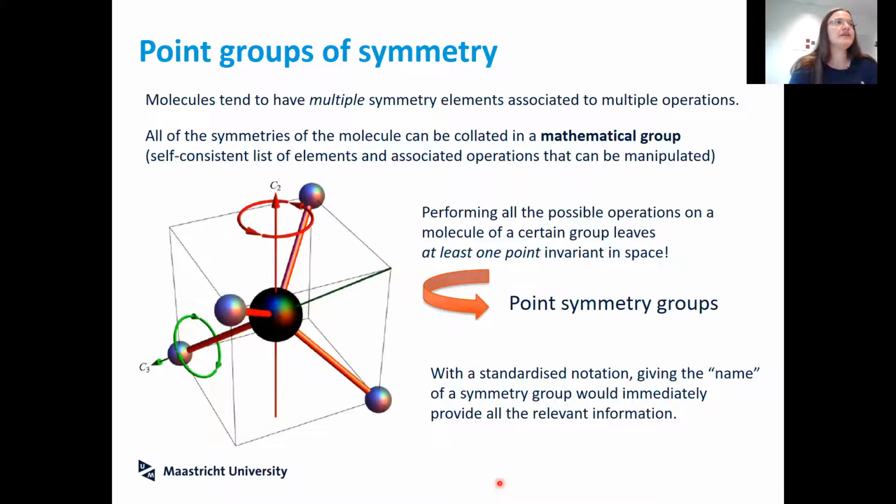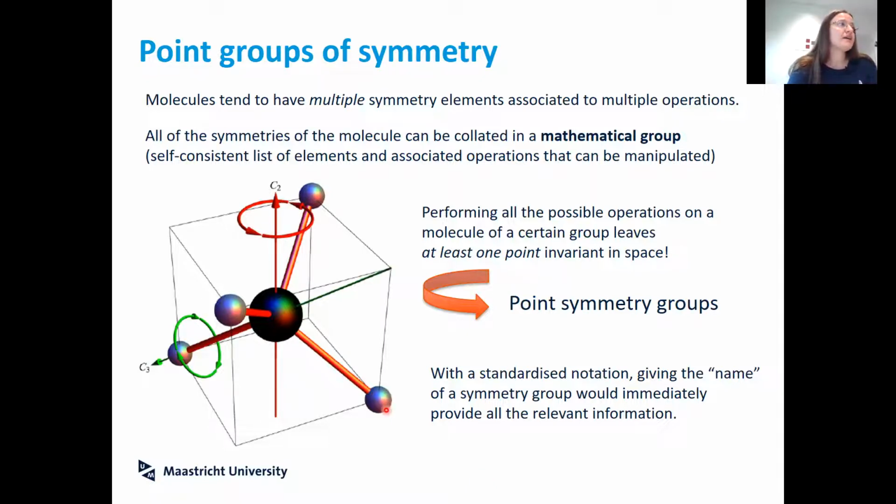So usually you cannot have a molecule with a single symmetry element, a single operation. If there is a single symmetry element and a single operation, then the molecule will have very, very little symmetry. If the molecule is really symmetric, then you start to add and add and add multiple ones of these elements.